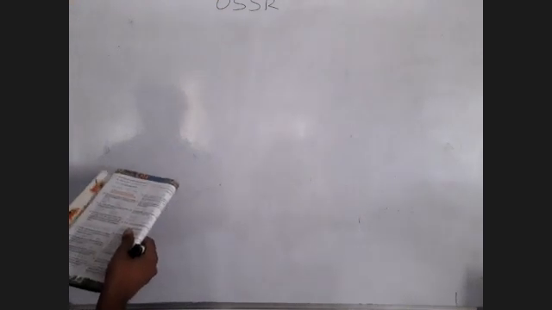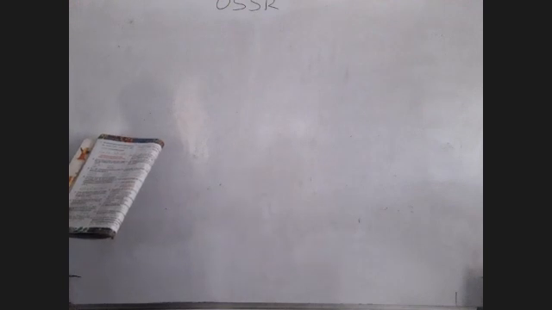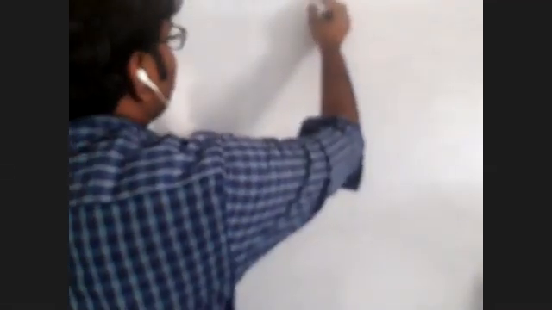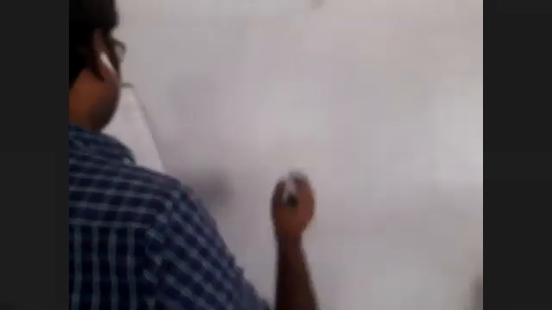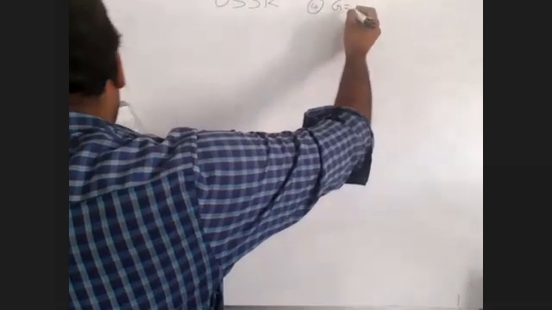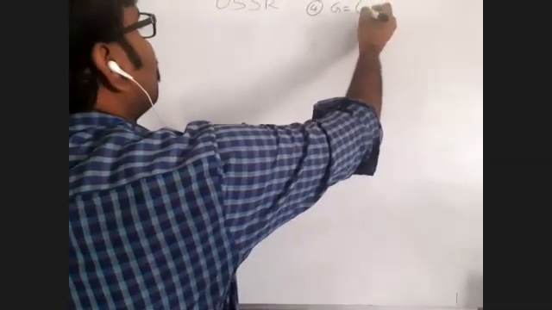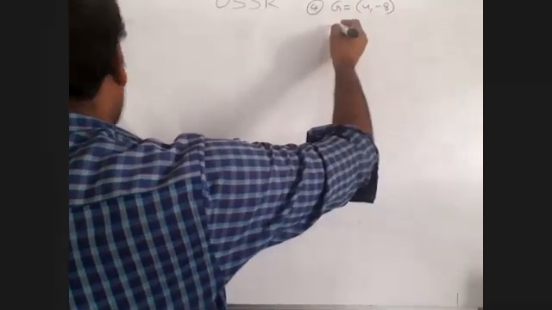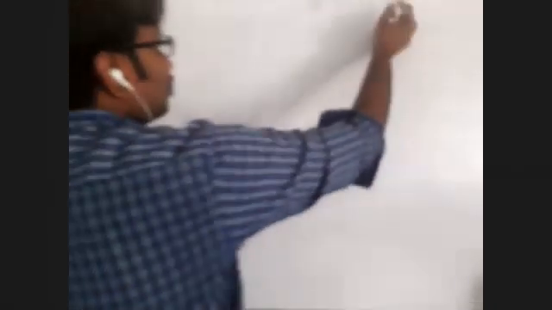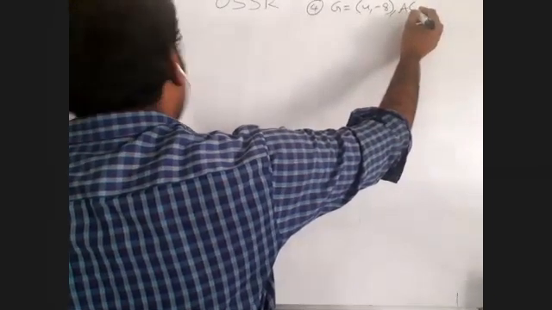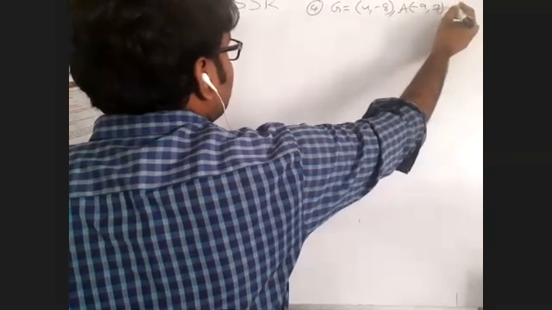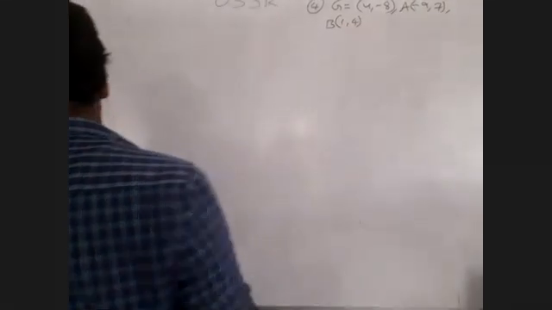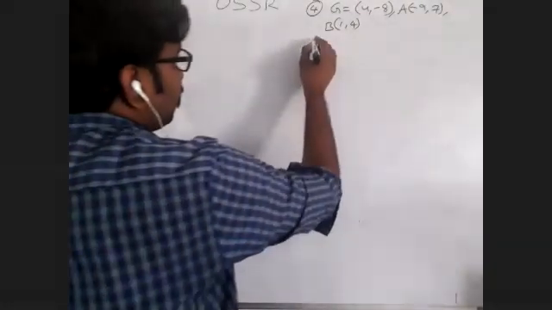The coordinates of the centroid and two vertices of a triangle are given, then find the area of the triangle. The centroid is 4 comma minus 8 and the vertices are A minus 9 comma 7, B 1 comma 4. Then find the area of the triangle.